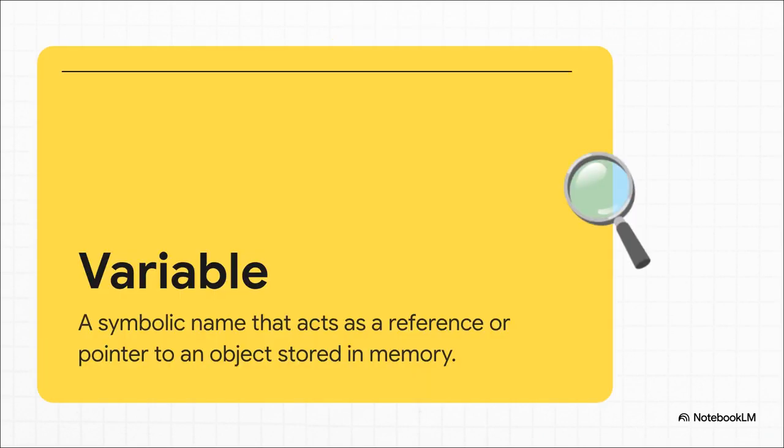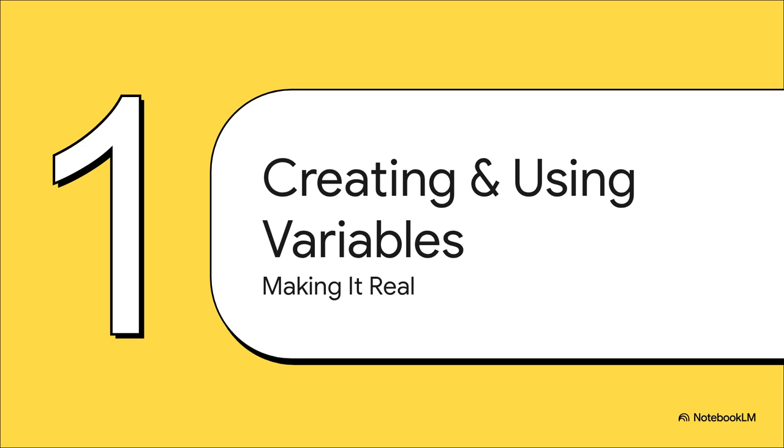And for now, the absolute easiest way to picture a variable is to think of it like a labeled box. Simple, right? You give the box a name, you put some information inside, and from then on, the program can find that info just by looking for the name on the box. That's really the big idea. Okay, so that's the theory.